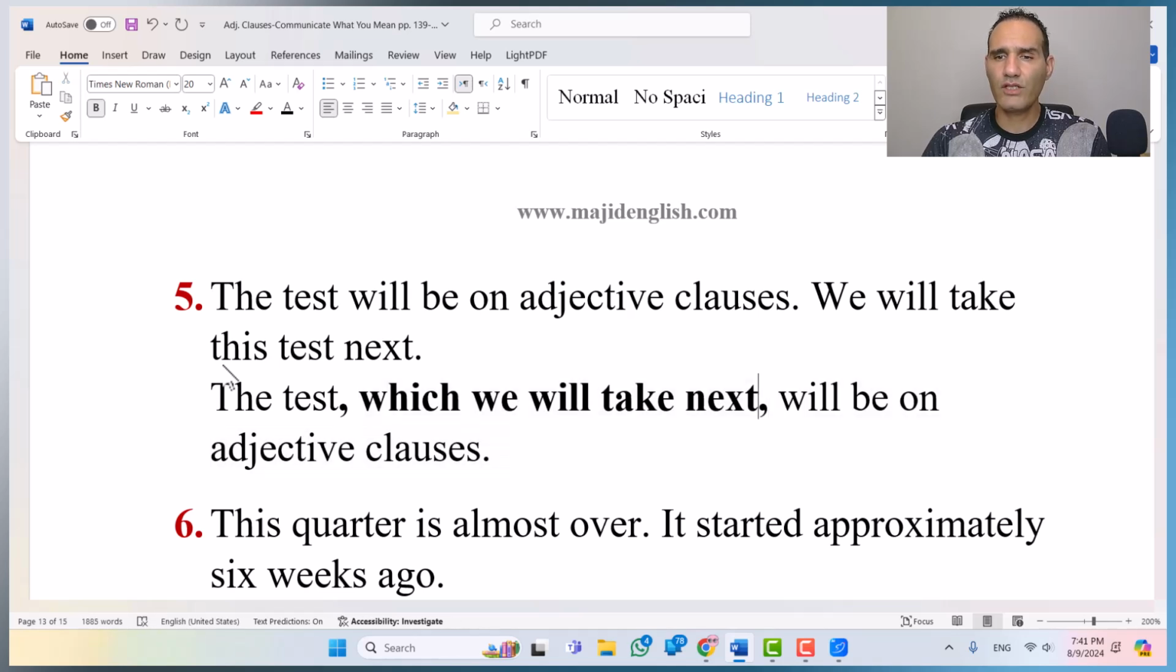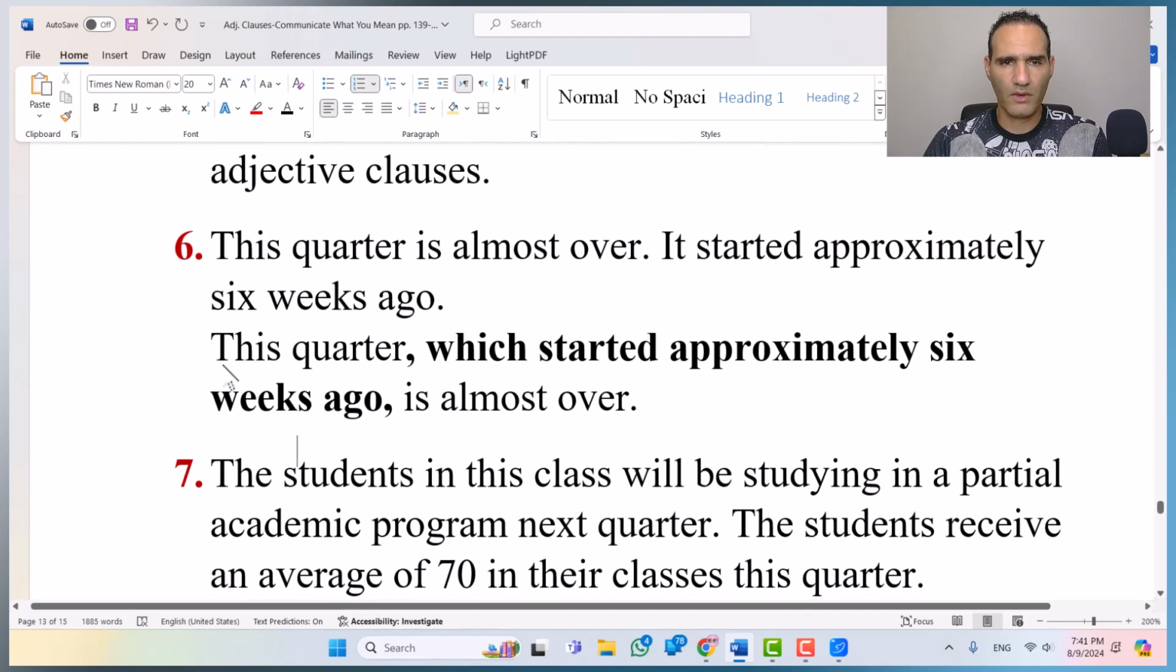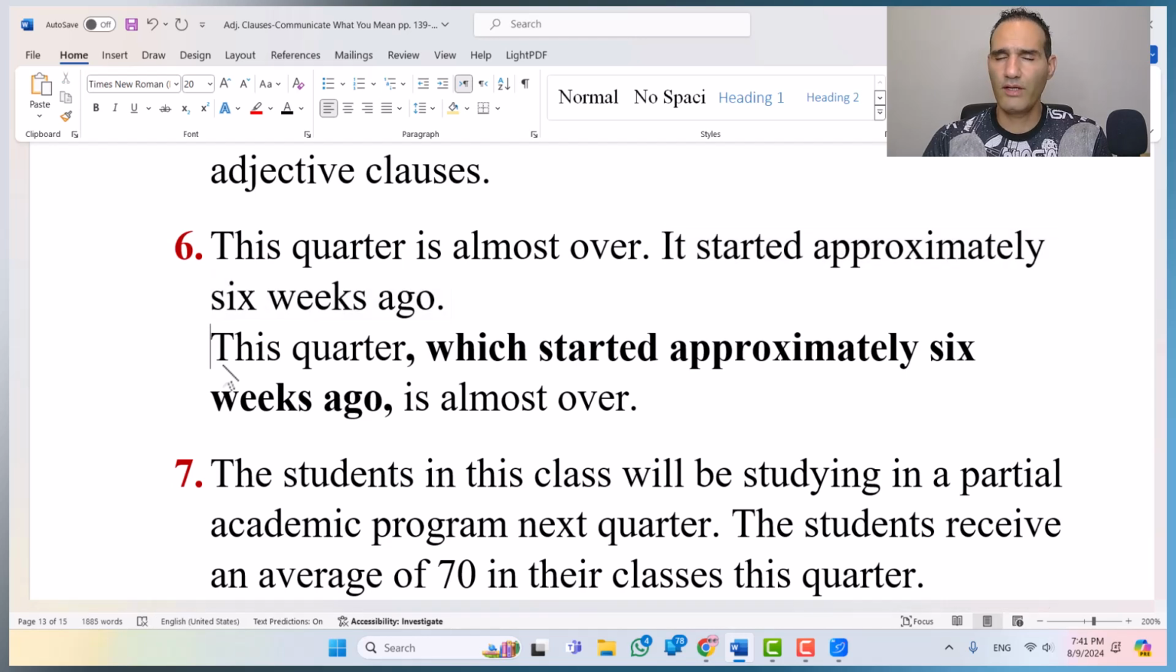See where the adjective clause comes? It comes right after the word it is modifying, and because in this context it seems to be unnecessary, I put 2 commas. Number 6, this quarter is almost over. It started approximately 6 weeks ago. So surely this is an unnecessary adjective clause. This quarter, we know which quarter. This quarter, which started approximately 6 weeks ago, is almost over, set off by 2 commas.